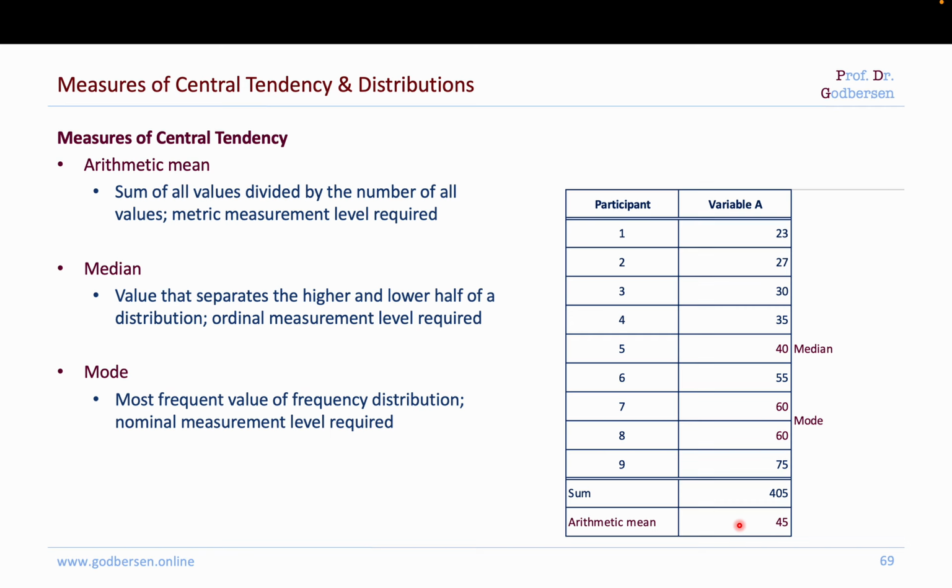The median, the value that separates the higher and the lower half, in our case, it is 40. Then we can say roughly half of our participants, or 50%, are 40 years of age or younger. Roughly half of our participants, or again 50%, are older than 40 years. The mode with these numbers is 60, as there were 2 participants who stated they are 60 years of age.